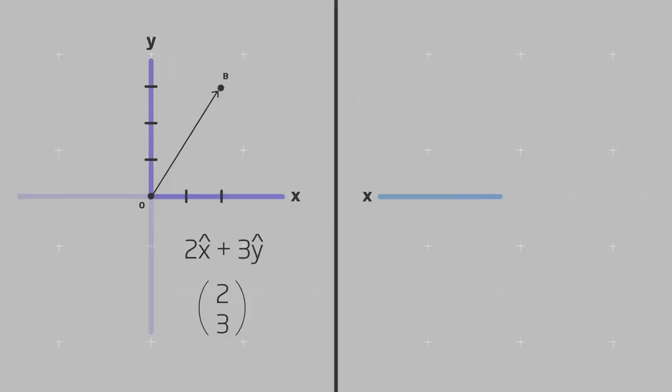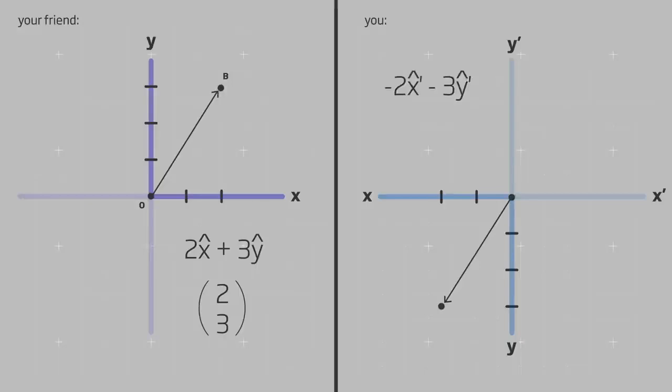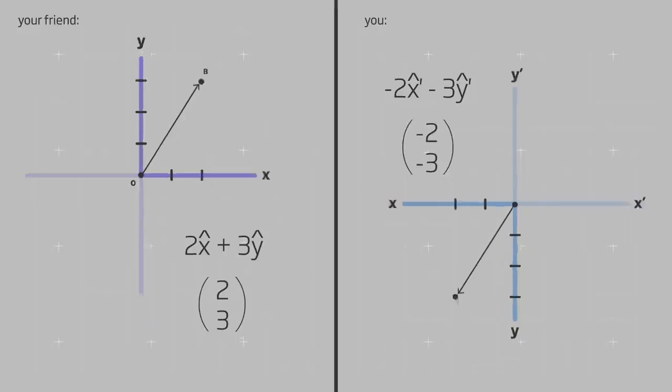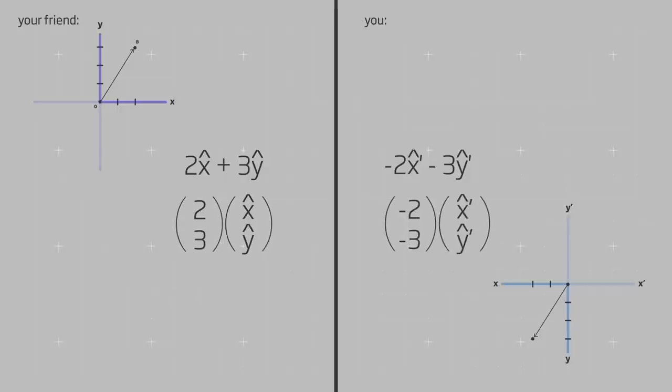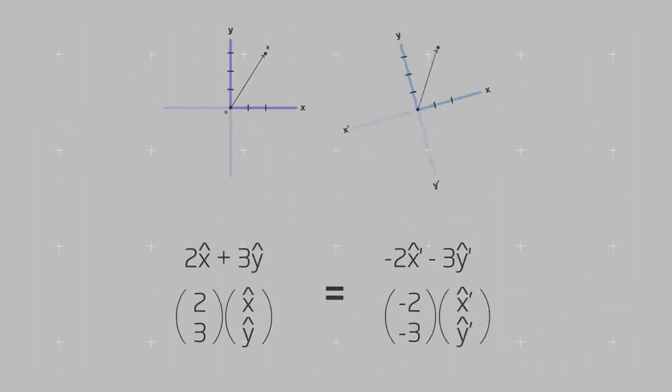Since you're facing the other way, your coordinate basis points in opposite directions, which we can call x prime and y prime. And your movement can be written like this, or with this array. If we look at the 2 arrays, they're clearly not the same. But an array alone doesn't completely describe a vector. Each needs a basis to give it context, and when we properly assign them, we see that they are in fact describing the same vector.